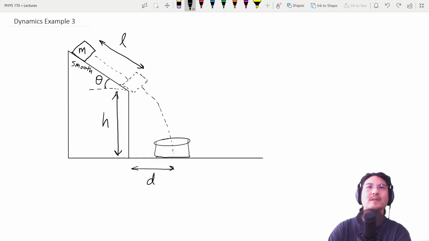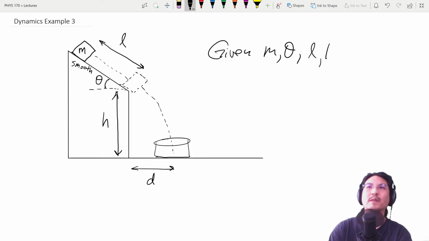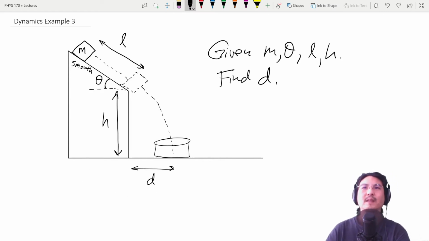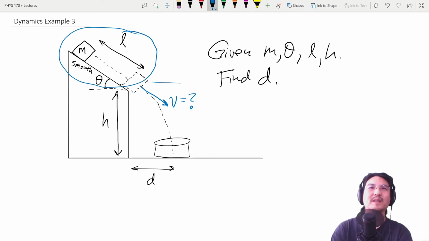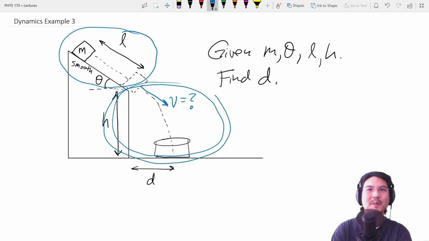So, given the mass, the angle, this length, this height, find D, this distance. And a hint: break it into two parts. Solve this part first and figure out this speed right here. What is this? Do this first, just from here. Then look at this. This is a projectile motion problem, right? You're given an initial velocity like this, and then it lands somewhere.